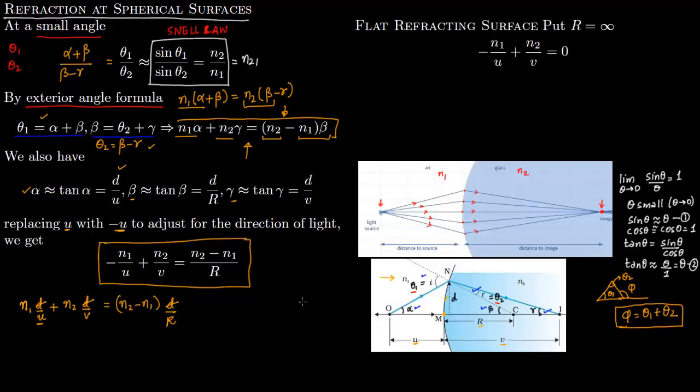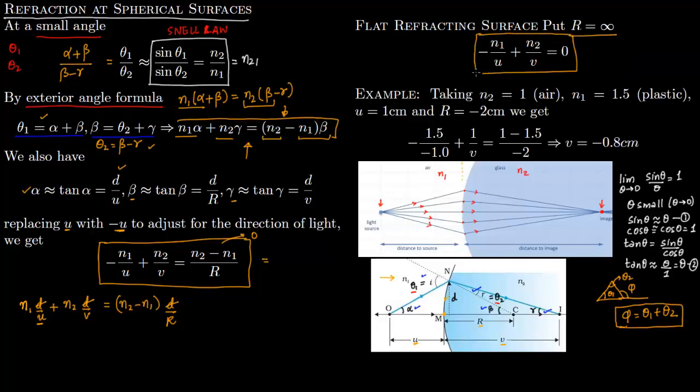Now if it is a flat refracting surface, which means instead of this curvature there was a flat surface, like plain glass, so there is no curve. If it is flat, then the radius you take as infinity. So if you put r as infinity here, then this expression will become 0, because 1 by r will become 0. So you have minus n1 by u plus n2 by v is equal to 0 for a flat refracting surface.